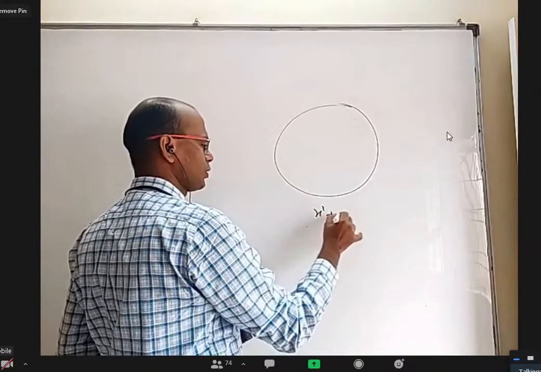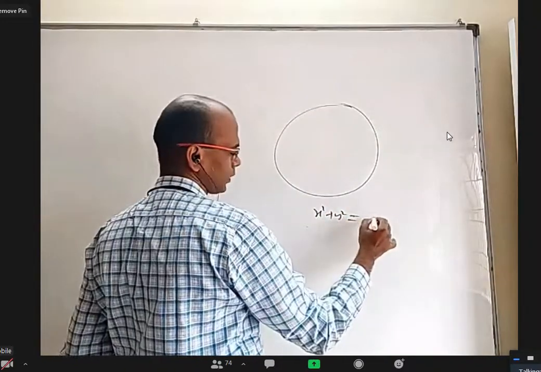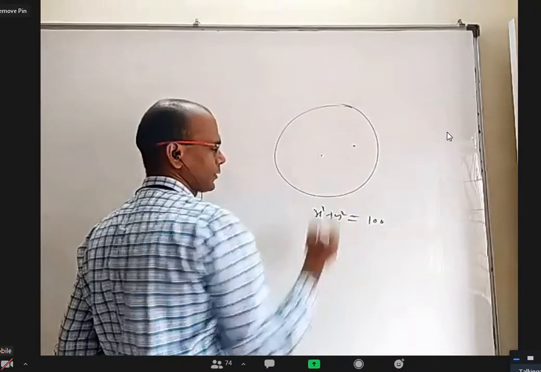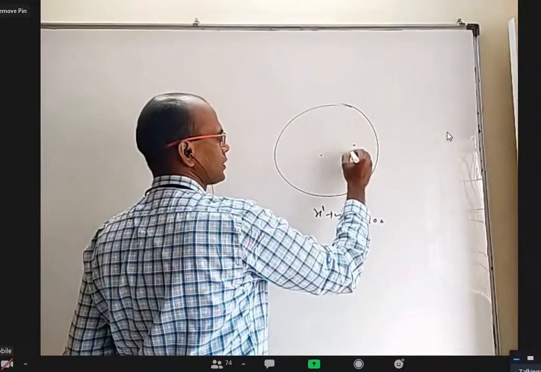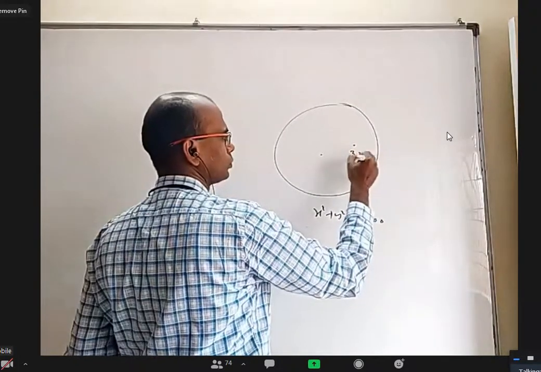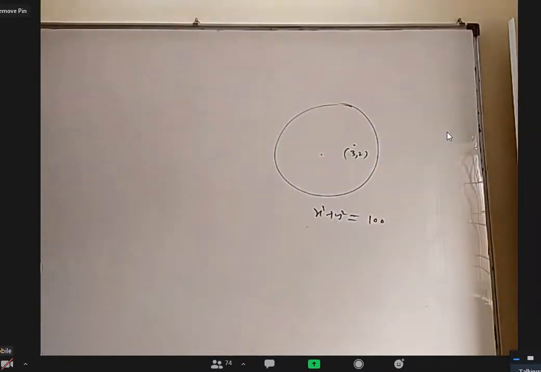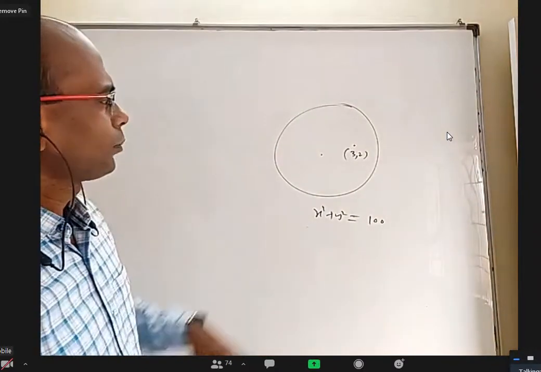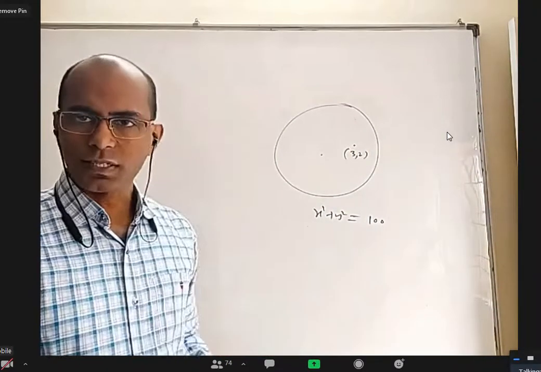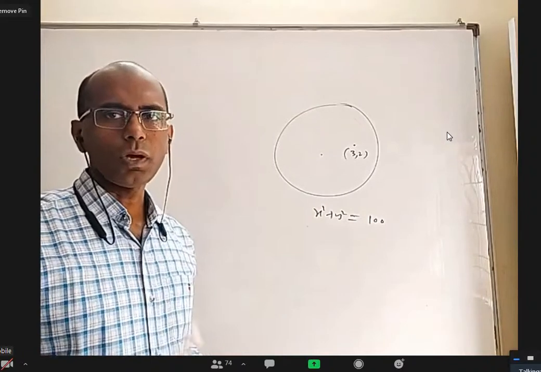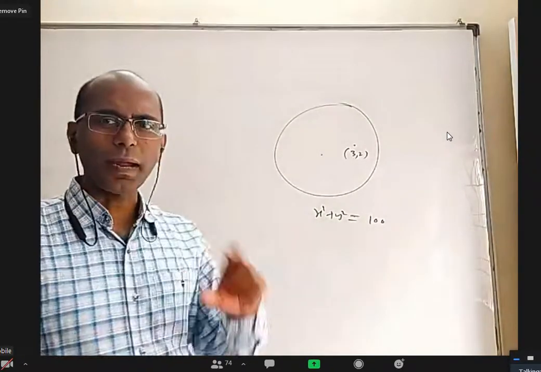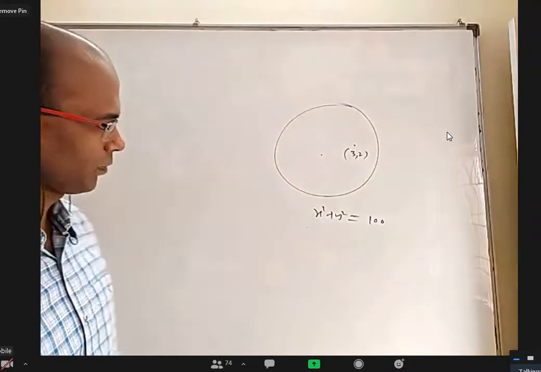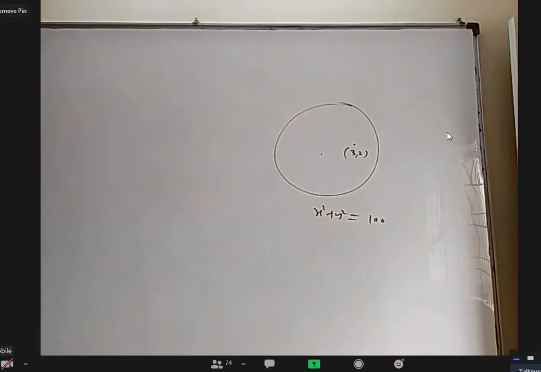Let us say x square plus y square equal to some 100. And there is a fixed point. Let us say 3 comma 2. Passing through 3, 2, there are a lot of chords, right? Yes, sir. Among them, what is the maximum length of the chord? What is the minimum length of the chord? And how to find those equations? Anybody want to give an idea?